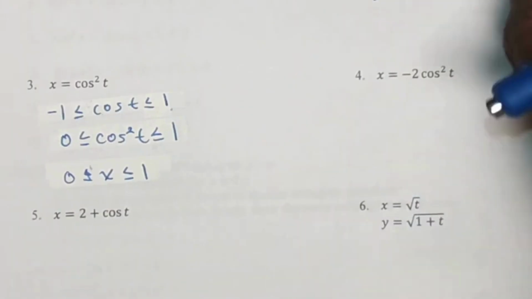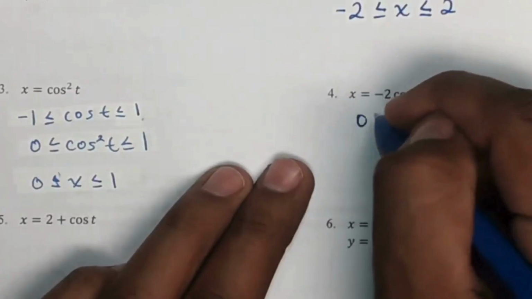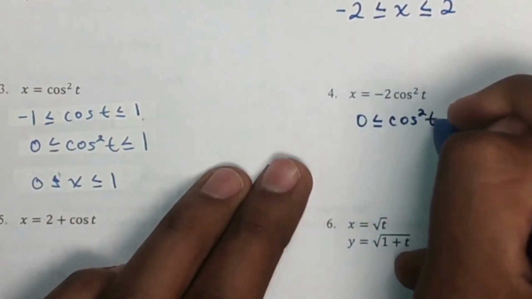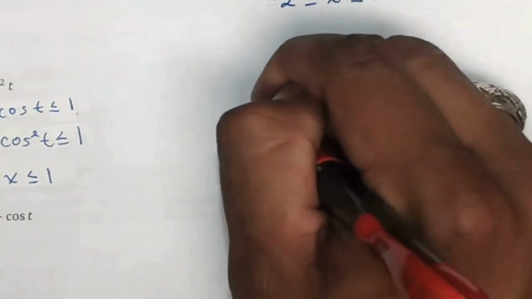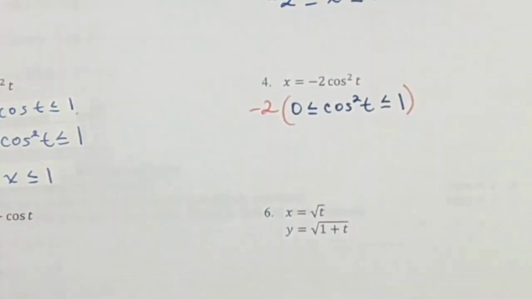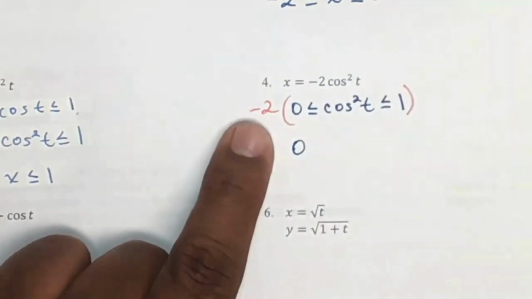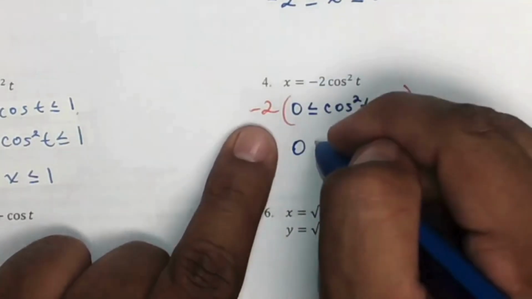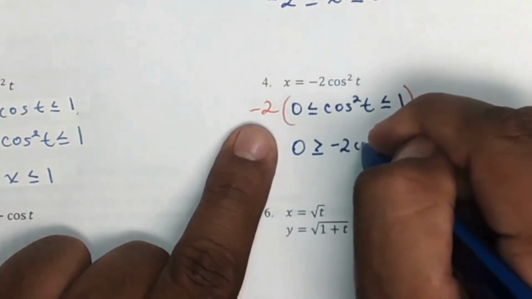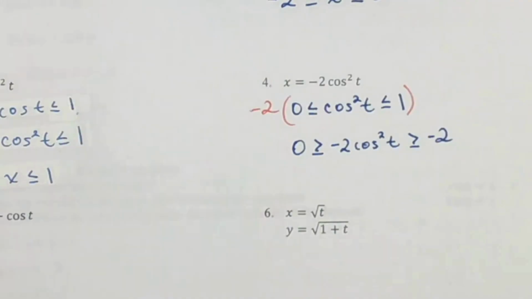Like here, what happens if I multiply everything by -2 in cosine squared? Well, you now know that cosine squared of t is always stuck between 0 and 1. So what happens if I manipulate this by multiplying everything by -2? Well, this 0 times -2 is still 0. If you multiply by a negative in inequalities, they flip. And then we multiply this cosine squared by -2, flip the inequality, and get -2.